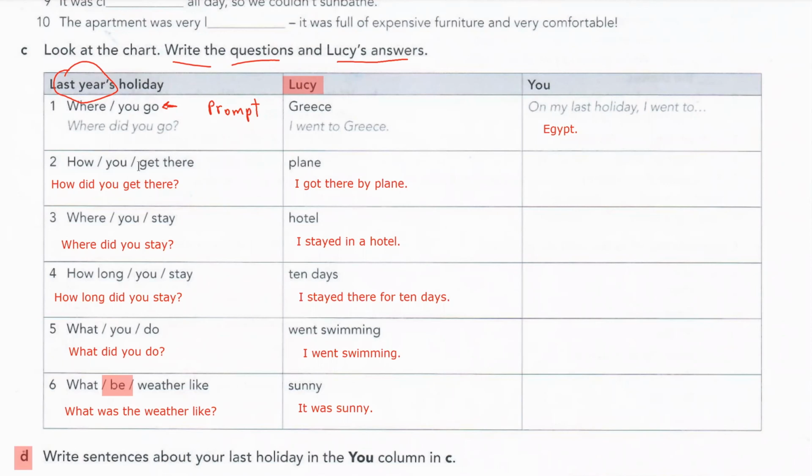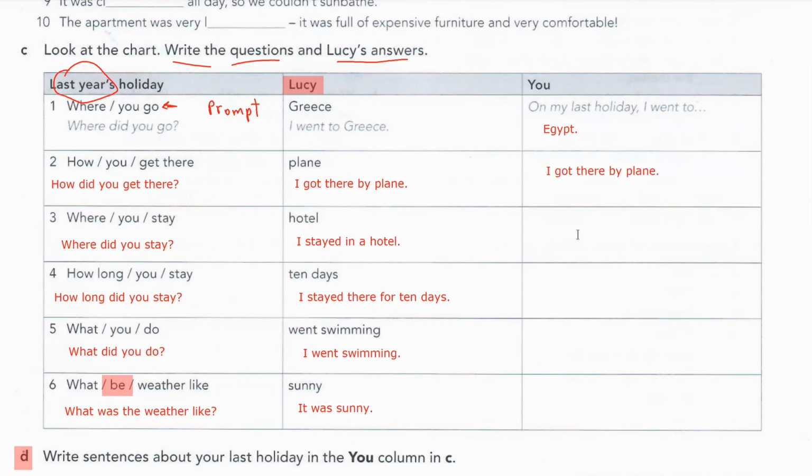So how did you get there? So it will be, I got there by plane. So from England to Egypt, obviously, you cannot go on foot or by train or something like that. So the best way, or the only way I could say, is going by plane. So I got there by plane.